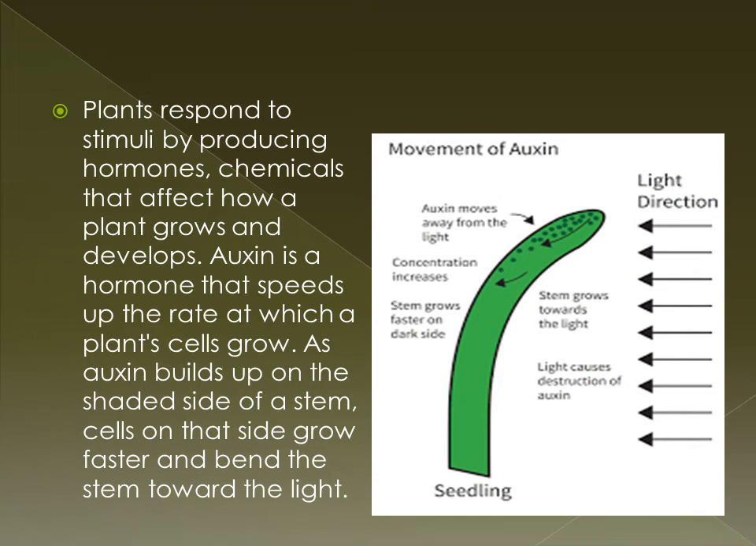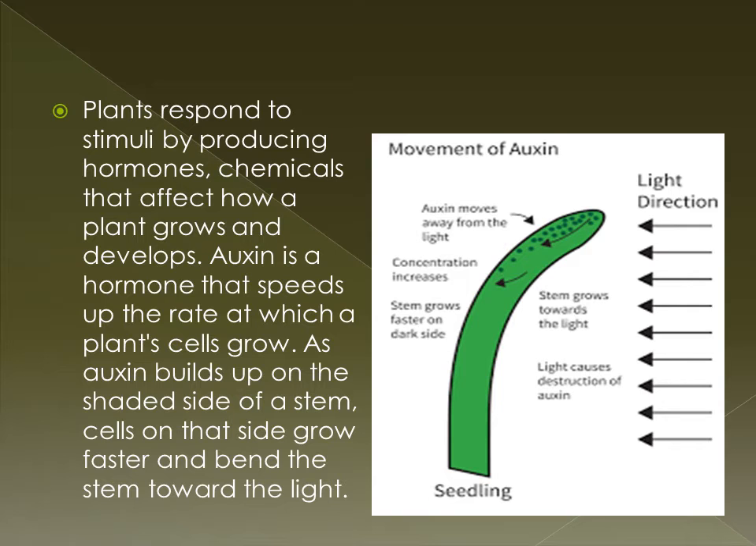Now, plants respond to stimuli by producing hormones. What do you mean by hormones? Hormones are chemicals that affect how a plant grows and develops. One example of a hormone is auxin. Auxin is a hormone that speeds up the rate at which plant cells grow. As auxin builds up on the shaded side of the stem, cells on that side grow faster and bend the stem toward the light. You can see here the light direction.